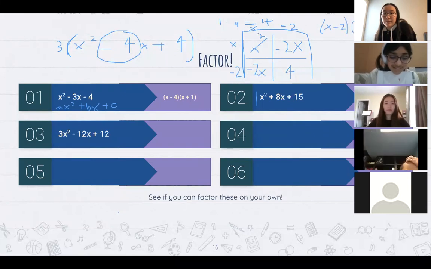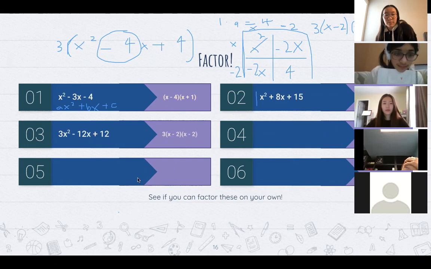Wait, which one were we doing? Were we doing number 3? Yeah, and then just remember if you took the 3 out at the start, you have to put the 3 back in at the front. So that will be the answer.